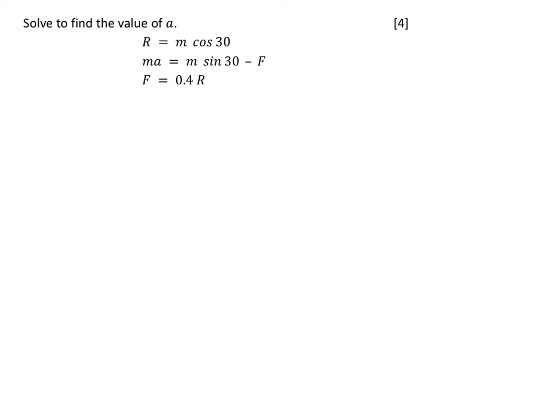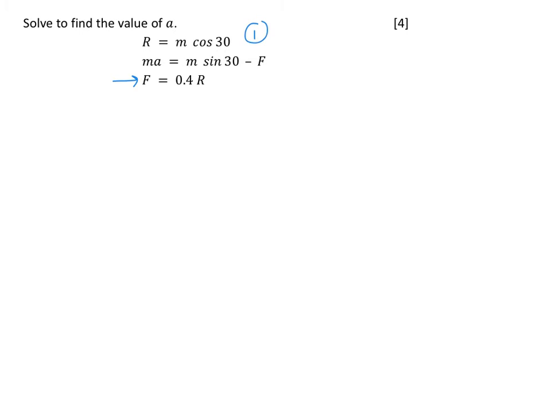Okay, we've got three equations here, and we've got three things that we don't know the value of. So we're thinking about simultaneous equations. We're asked to find the value of a, so we've got to think about how can we substitute some of these equations into each other to get rid of some of the variables. First thing that would be useful to do is to substitute in this for f into equation 2.